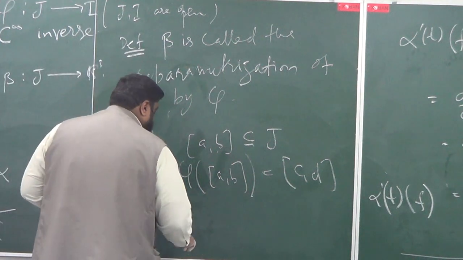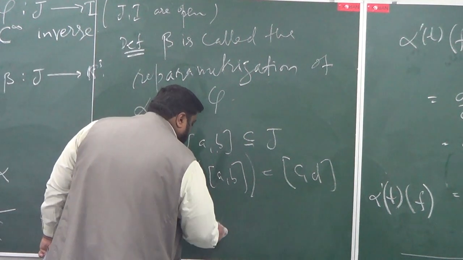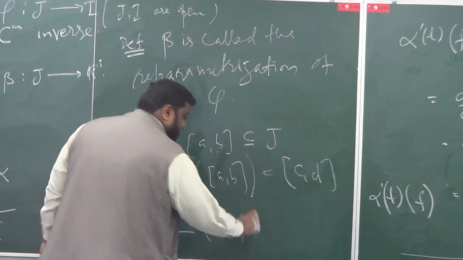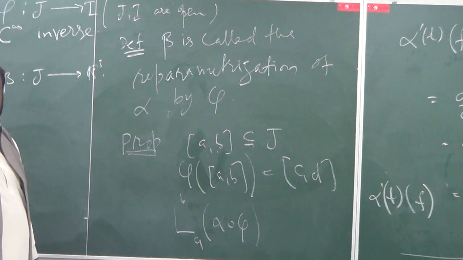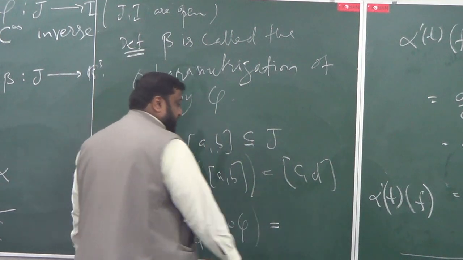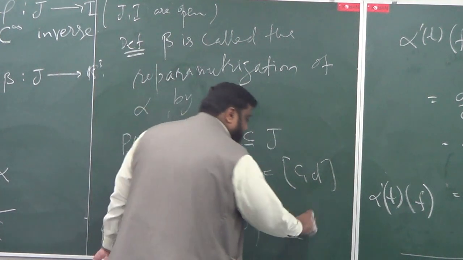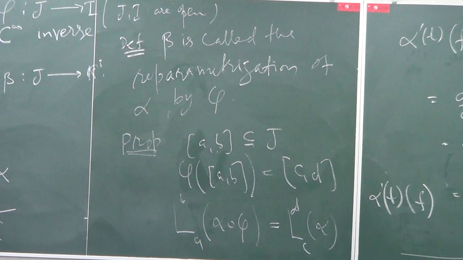The key claim is this: if you compute the length of the curve alpha composition phi, that is beta, from A to B, after transforming it, it is going to be the same as the length of alpha from C to D. So length is an invariant quantity, it doesn't change. I'm not writing this proof here because we have done it already, so I want to move forward, because this is one of the key things.